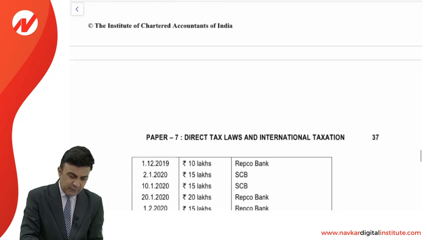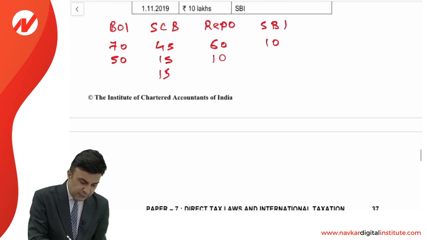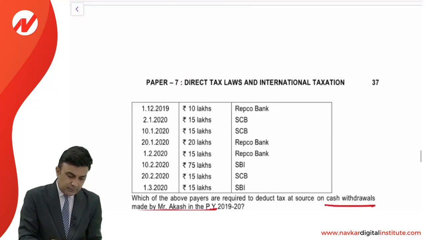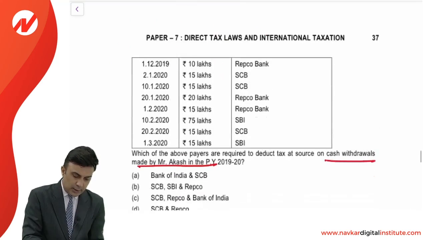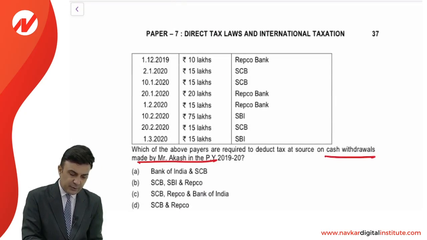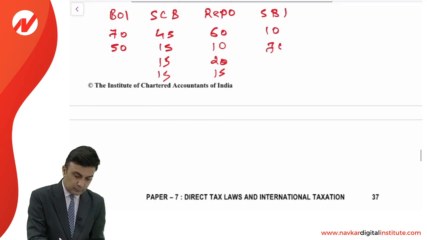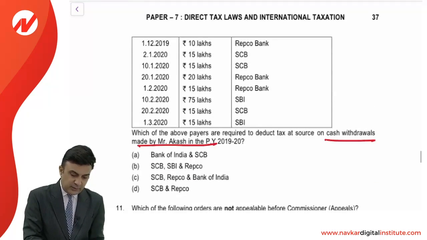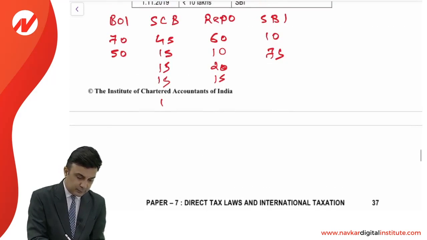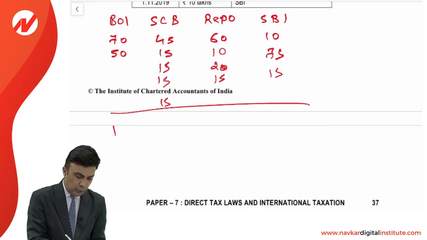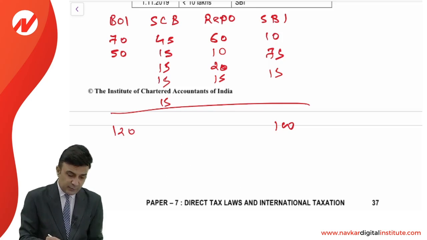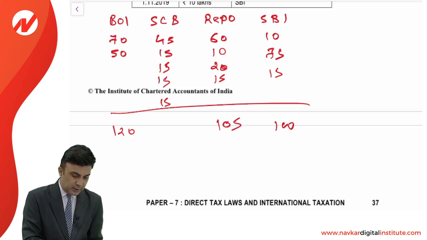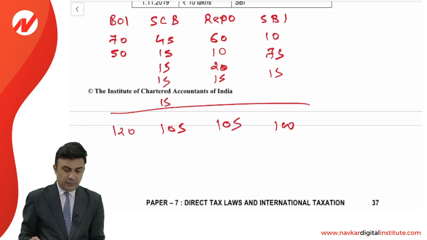Repo Bank 10, SCB 15, Repo Bank 20 and 15. And last but not the least is SBI 75, SCB 15 and SBI 15. So here it is 120. Here it is exactly 100. Here it is going to be 105, and here it is going to be, friends, can we say 105?